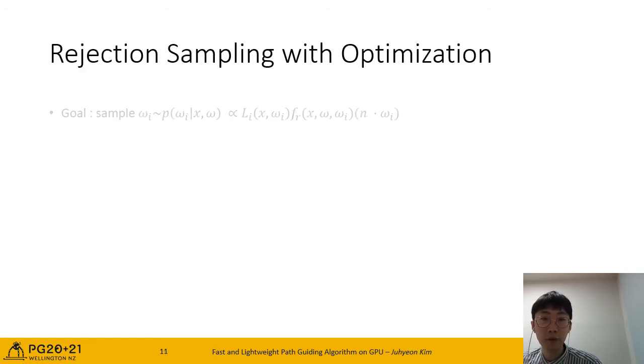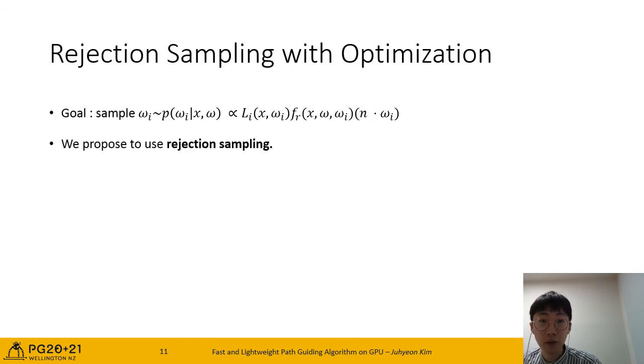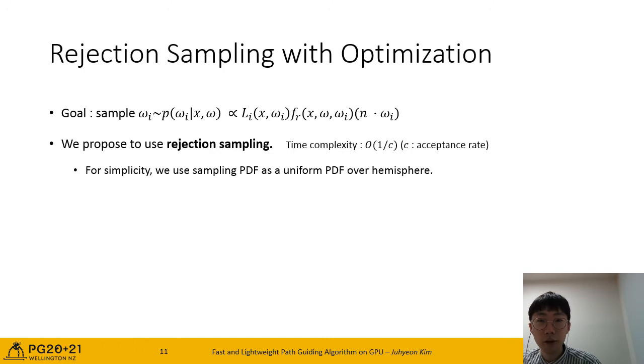Now, let's look at how we can perform importance sampling from learned radiance. Our goal is to sample ray direction using a PDF proportional to the product of the following terms. We find the PDF by combining the learned radiance Li with the surface normal, which is further explained in the paper. Then, to sample the PDF, we use rejection sampling, where we first sample from a PDF that covers the target PDF and reject invalid samples. Its time complexity is dependent on the acceptance rate. For simplicity, we use the sampling PDF as a uniform PDF over a hemisphere.